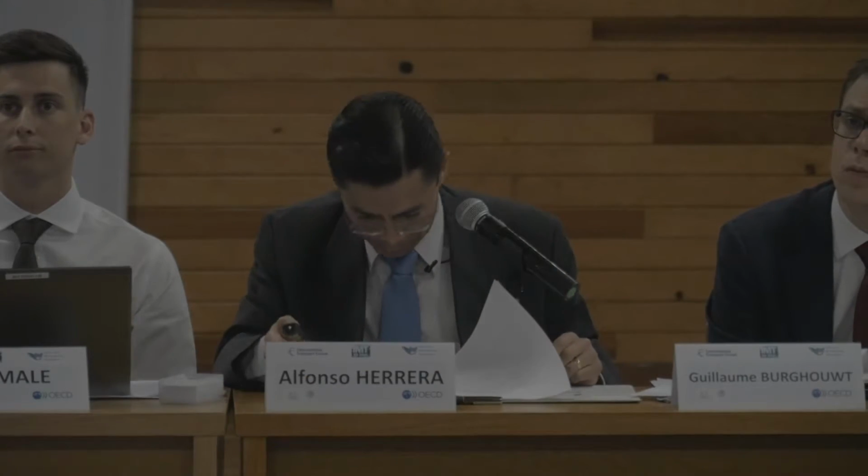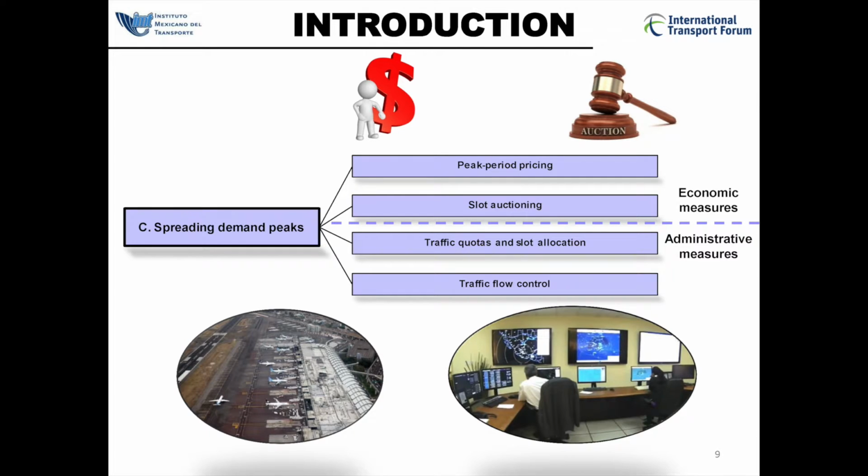Option C, spreading demand peaks. This concept involves the adoption of certain economic and/or administrative measures aimed at modifying the demand profile to make it fit within the limits of available capacity. Therefore, this approach may be suitable for situations where further increase of airport capacity is not feasible or is very expensive. Market-based measures are peak period pricing and slot auctioning, and the administrative measures are traffic quotas, slot allocation, and traffic flow control.